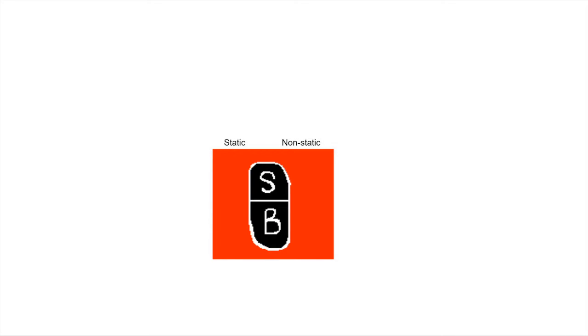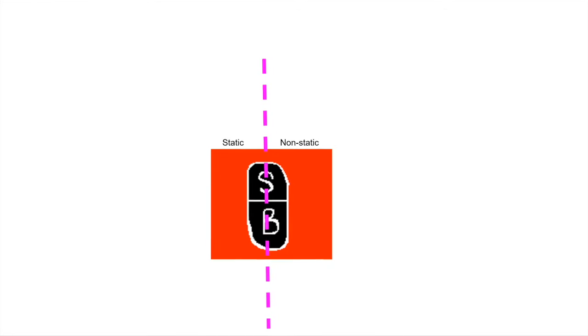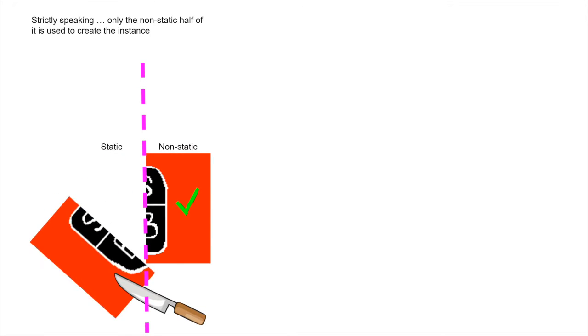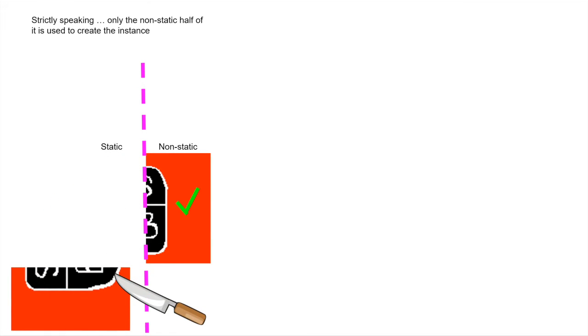A class consists of, as well as holding state and behavior, two real parts. There's a static part and a non-static part. And if I divide those up, and let's say I slice them in half, the non-static part is the part which will be used to make new instances of that class.